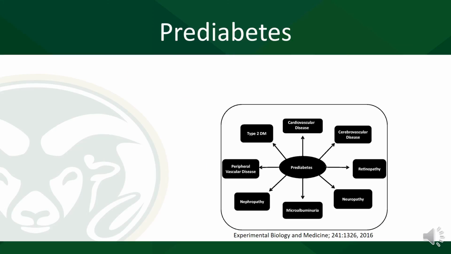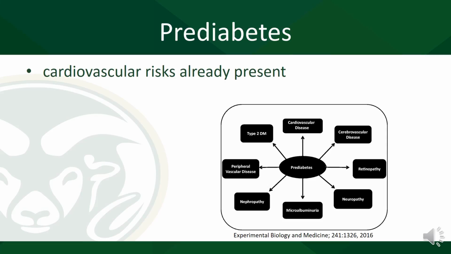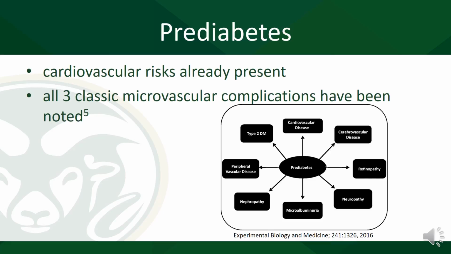As I explained in the last lesson, prediabetes involves impaired fasting glucose or impaired glucose tolerance and is often a precursor to the development of type 2 diabetes. What is also important to note is that research is finding that risks for cardiovascular disease are already present during this stage. And also, each of those 3 microvascular complications we just reviewed, retinopathy, nephropathy, and neuropathy, have been seen in people with prediabetes.